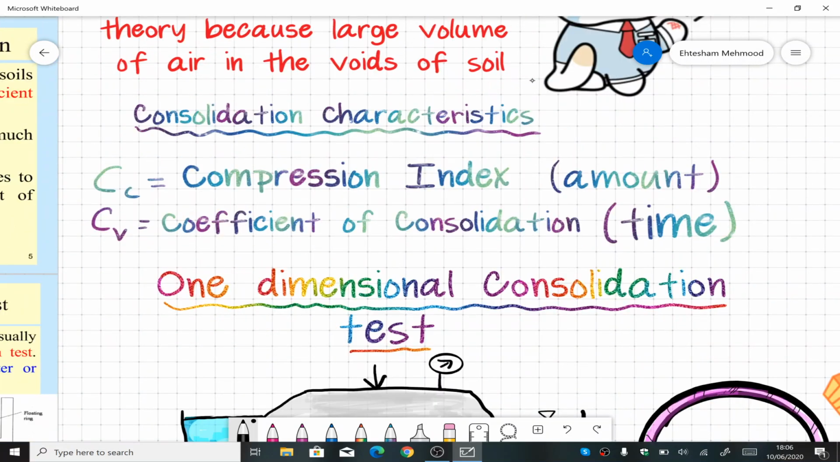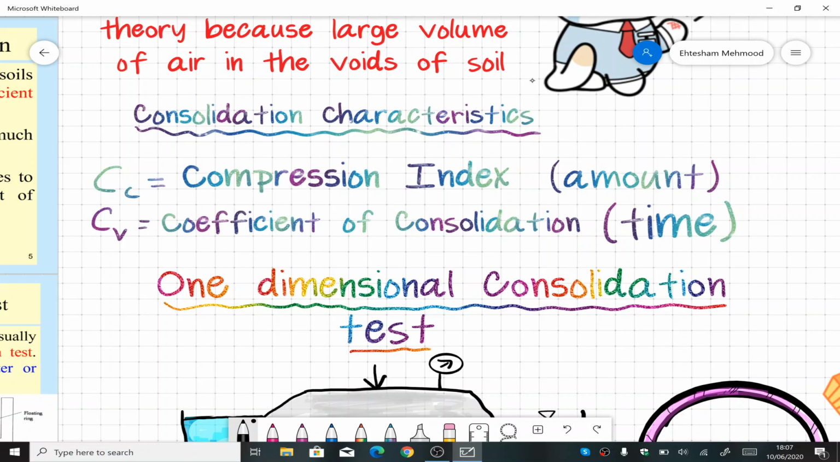Now we talk about consolidation characteristics. First one is Cc, that is compression index, and then we have Cv, that is the coefficient of consolidation. Cc, compression index, in bracket I have written amount, so that means it will tell us the amount of settlement that is going to happen in the soil specimen. The same thing we have discussed already, that Terzaghi's theory would tell us the amount of settlement, in inches or millimeters, how much deformation is going to happen in the soil sample. And secondly, coefficient of consolidation will tell us the time, in how many years the clay would settle how much in depth.